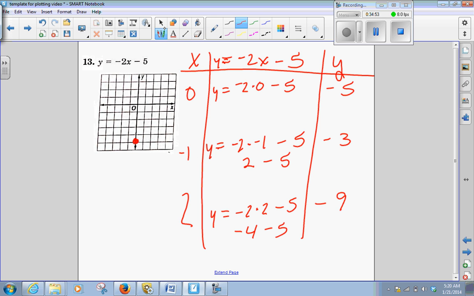So when I'm graphing it, it should be a negative 1, negative 3 instead. So over negative 1, there we go. So then when I graph 2, negative 9, which will be down here-ish, they do form a straight line.